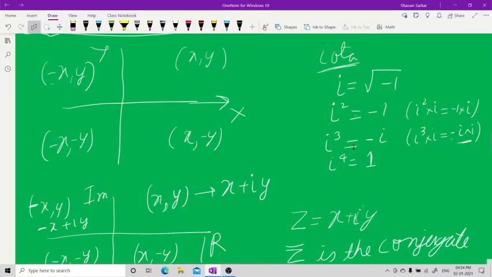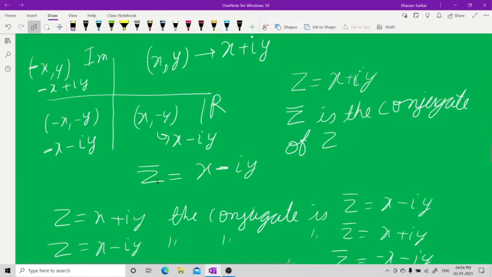Now iota is under root of minus 1. I square, you square both sides. I square is minus 1. You multiply again with I on both sides, you get minus I cubed. Again you multiply with I on both sides, you get plus 1 because of this here. Now in this you will call the y-axis the imaginary axis and the x-axis the real axis, and the points will now be written as x plus iota y, minus x plus iota y, minus x minus iota y and x minus iota y.